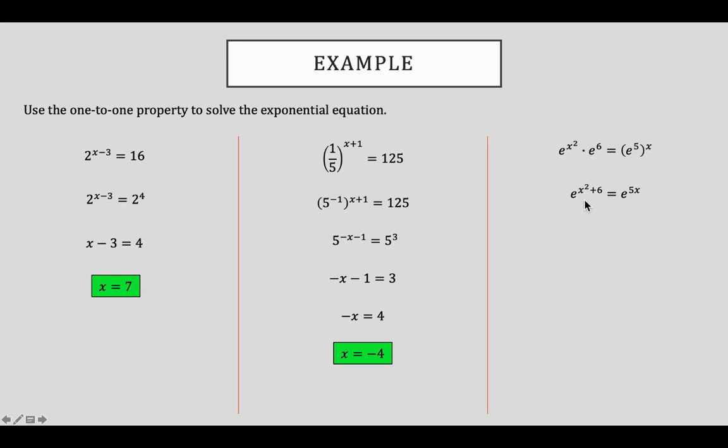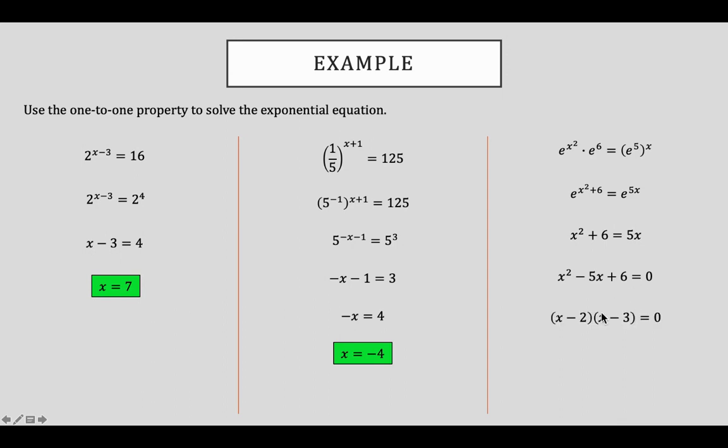Now that I have an exponential quantity on the left-hand side and an exponential quantity on the right-hand side, both with the base of e, I know that the powers, the exponents, must be equal. In other words, x squared plus 6 is equal to 5x. So what type of equation did we just generate? Well, this is a quadratic, and we can't forget about how to solve quadratic equations. To solve quadratic equations, we set them equal to 0 and we factor. In other words, x squared minus 5x plus 6 is equal to 0.